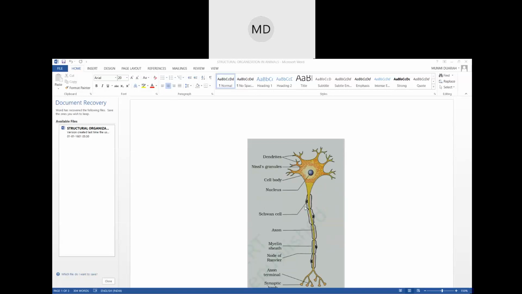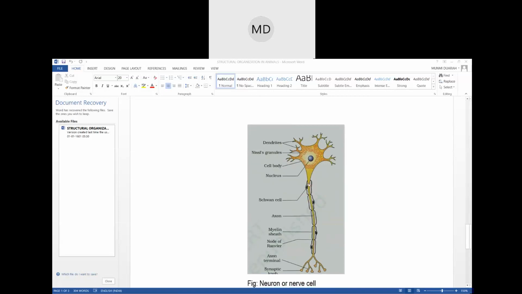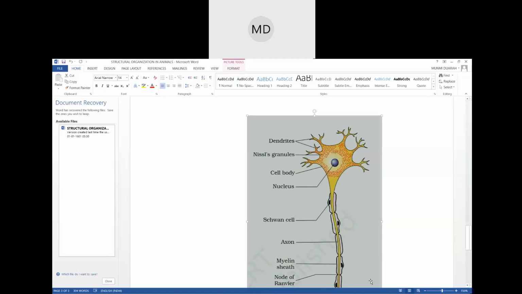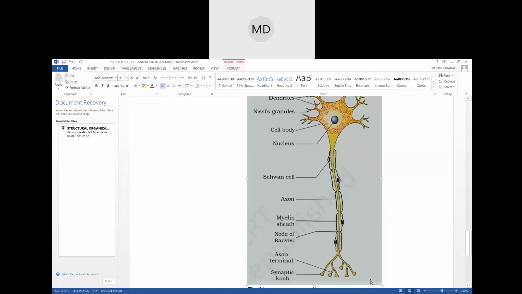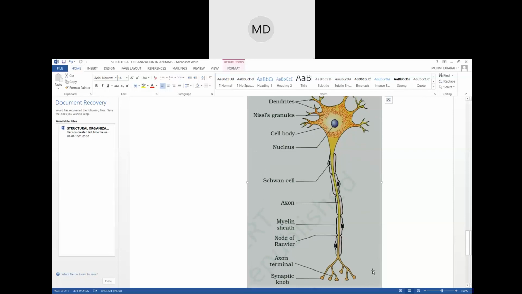I'll explain this one, then you will get to know. So this is the structure of a nerve cell or neuron, and it has three parts. One is the cell body. Let me make this a little bit bigger. Okay, so this is the cell body.